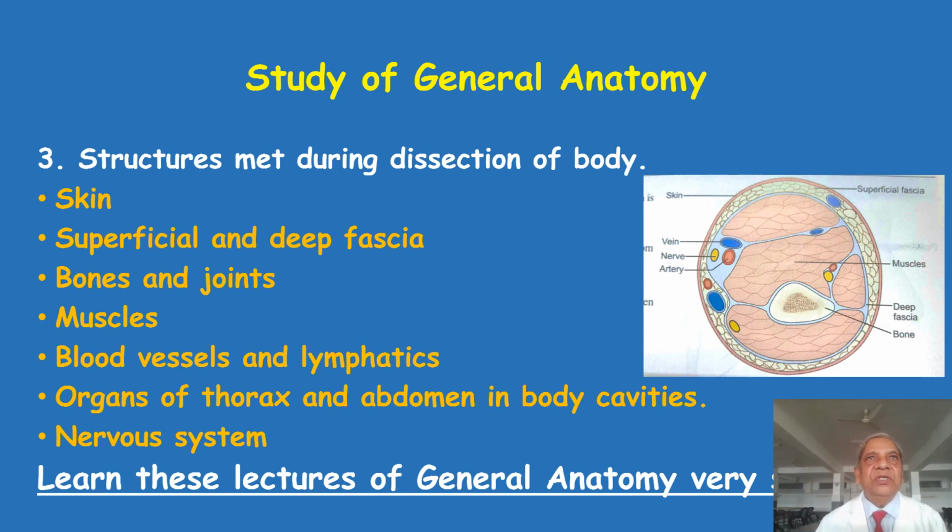Okay, everything will be taught to you in general. And after the skin, as it is shown in this diagram, what you will see deep to the skin is the tissue called the superficial fascia. Just beneath the skin there is superficial fascia, and this superficial fascia mostly consists of fat and areolar tissue, or loose connective tissue.